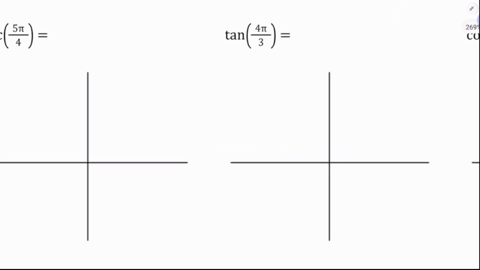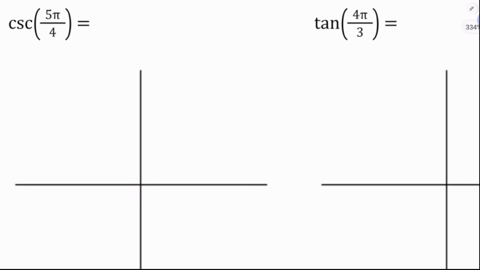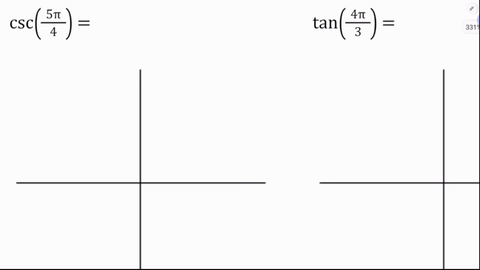Right, cosecant of 5 pi over 4. 5 pi over 4, a little bit bigger than 1 pi. Bigger than 1 pi by pi over 4. So I would go to pi, which is the far left edge of the circle, and then I would rotate 45 degrees more. So terminal ray will be down there.